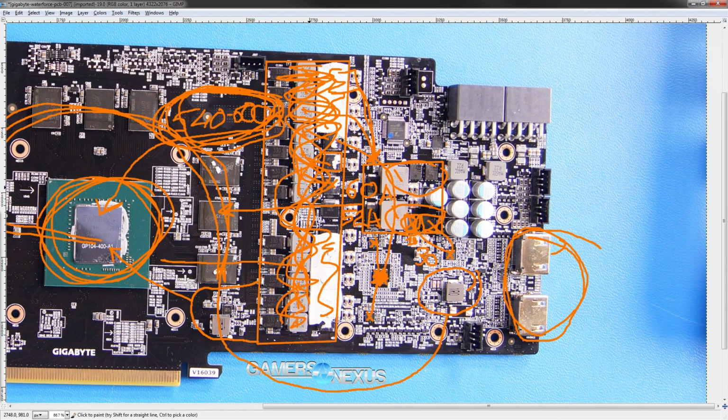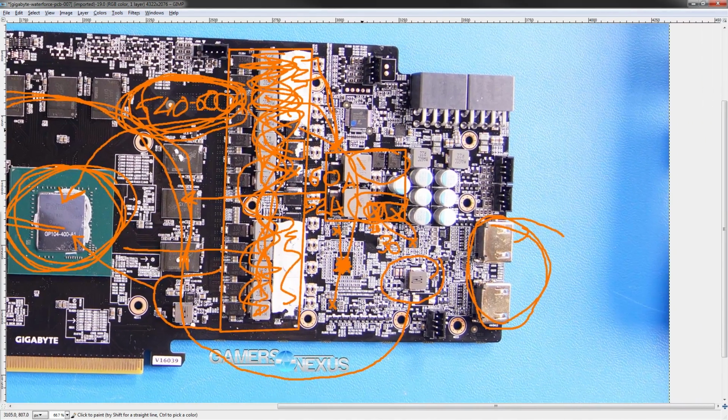Whereas the Gaming Xtreme, the Xtreme Gaming, so that's the air-cooled version of this card, that one would actually have a heatsink here with proper airflow over the entire VRM section. So that one would arguably probably have better VRM capabilities.